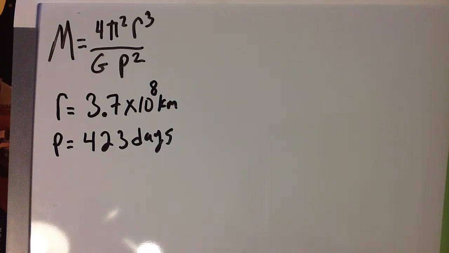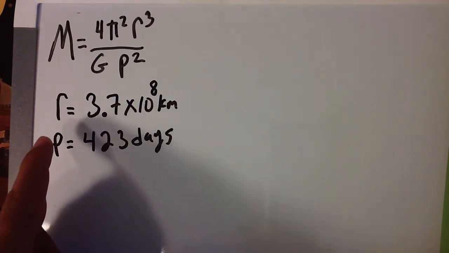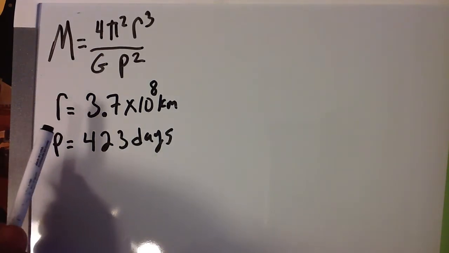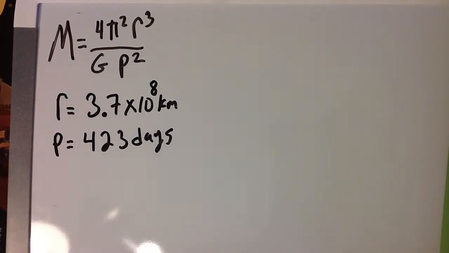Okay, so let's do a simple example with the modified version of Kepler's third law. In this example, the distance from the center of the object, m, which is what we're looking for, the distance r here is 3.7 times 10 to the 8th kilometers, and the period is a little more than a year, 423 days, let's say.